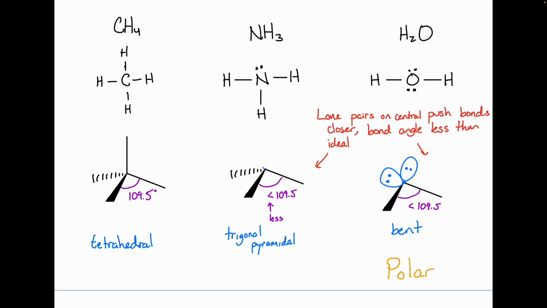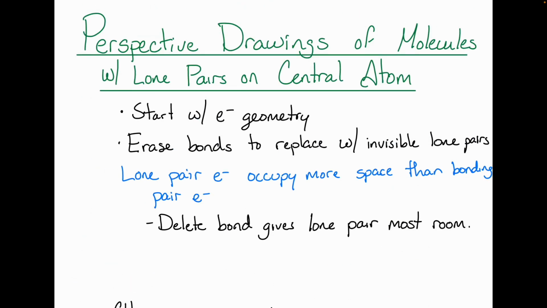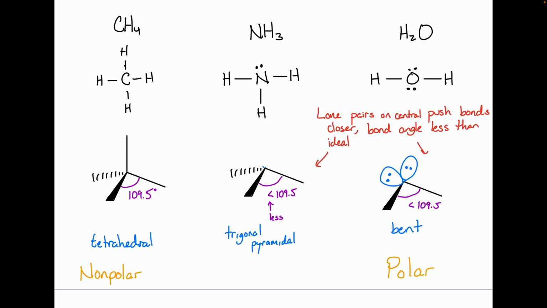All right, so CH4, polar or nonpolar? Nonpolar. Which one of our two rules for polarity does this fail? So it's not asymmetric, it's perfectly symmetric. All those bonds are identical. It actually also fails the first one as well. Carbon and hydrogen bonds are not polar bonds. Remember, carbon and hydrogen have the same electronegativity, so those are never considered polar bonds. So this one fails all over the place. This is just a nonpolar molecule.